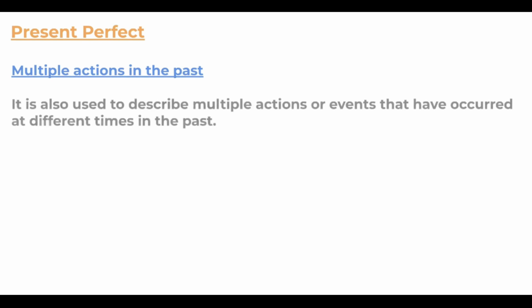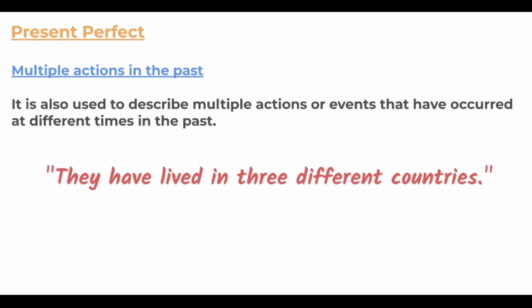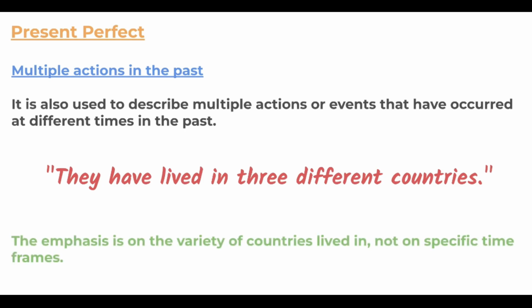Another situation, you can describe multiple actions in the past. So things that have occurred, multiple events, at different times in the past can also be shown through this tense. For example, they have lived in 3 different countries. So we're not sure when, we're not sure at which different times, but that's almost not important here. It's the variety or the experience itself, the overall experience, which is the point of emphasis here, not on the time frames.